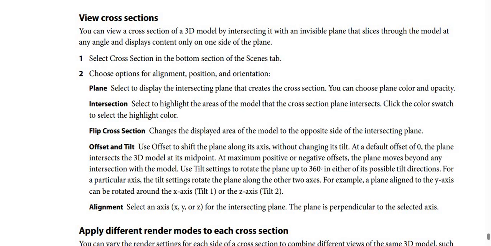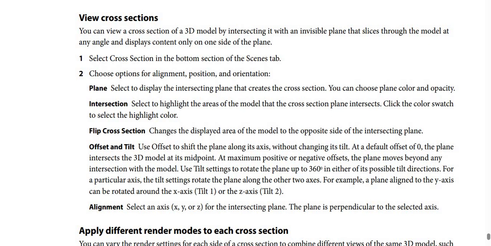And after that, the next option, offset and tilt. It means use offset to shift the plane along its axis without changing its tilt. At a default offset of 0, the plane, by the way, intersects the 3D model at its midpoint. And at maximum positive or negative offsets, the plane moves, by the way, beyond any intersection with the model, and you can use the tilt setting to rotate the plane up to 360 degrees in either of its possible tilt directions.